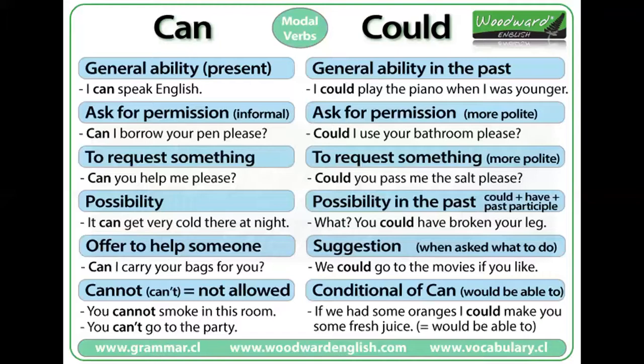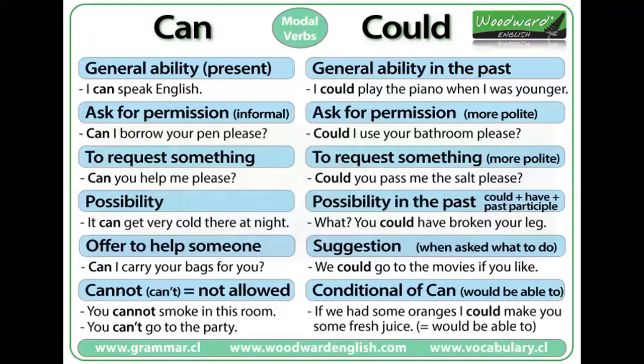Cannot, can't, not allowed. When can is followed by not, it means not allowed. You are supposed not to do a certain act or action. You cannot smoke in this room. This is a prohibited action. You are not allowed to smoke in this room. So we can say it this way: you cannot smoke in this room.